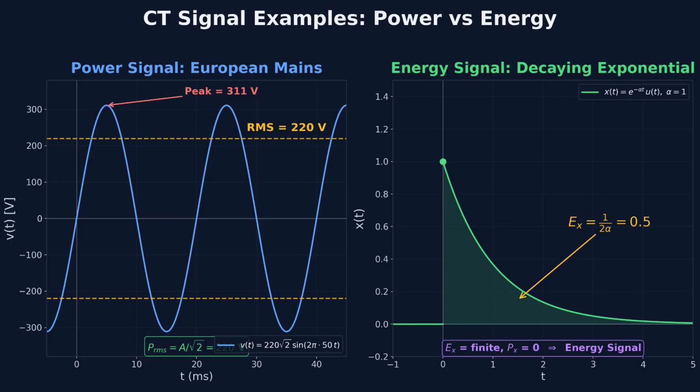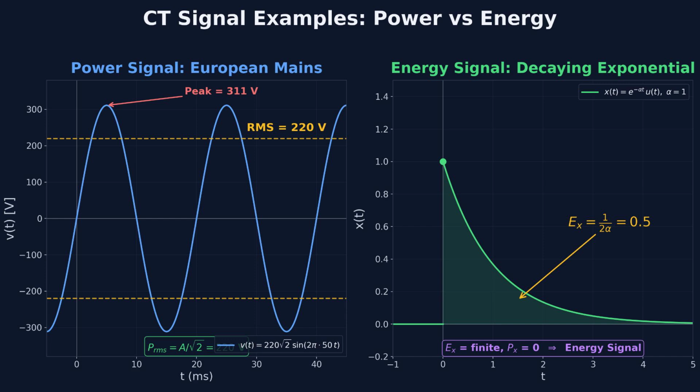Here are two practical applications. First, the European mains voltage is described by V(t) equals 220 times the square root of 2 times sine of 2 pi times 50t volts. The peak amplitude is 220 root 2, so the RMS voltage is 220 root 2 divided by root 2, which equals 220 volts. That's why we call it 220 volt power.